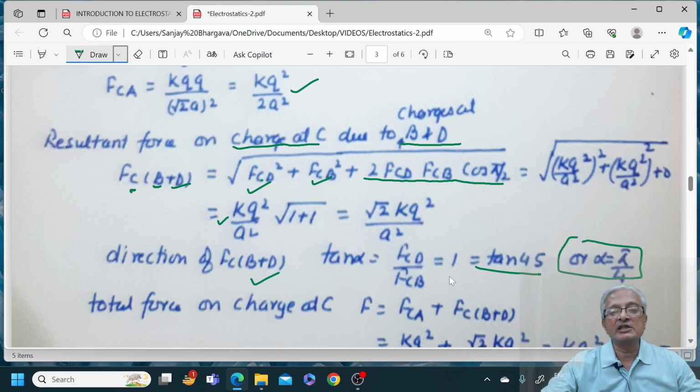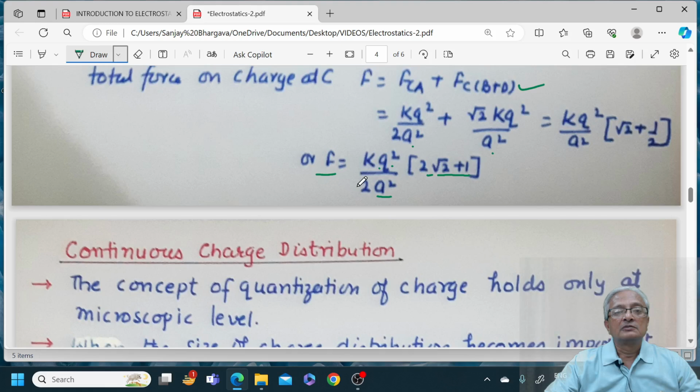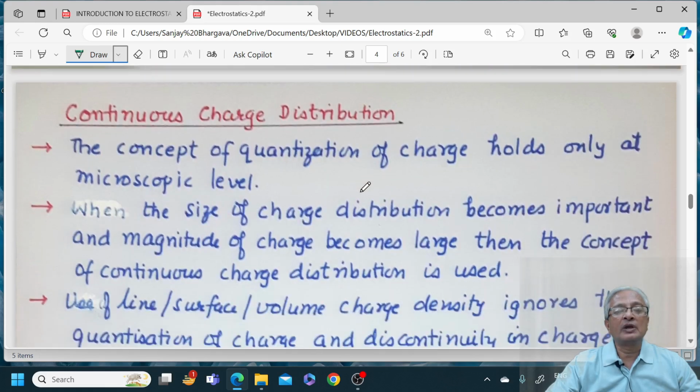So the two forces that are left are FCA and FCB plus D, which are both along the diagonal. So the net force would be equal to KQ square upon 2A square plus root 2 KQ square upon A square. Then the net force would be given by KQ square upon 2A square times root 2 plus 1. So that is how we utilize the superposition principle to calculate the net force.